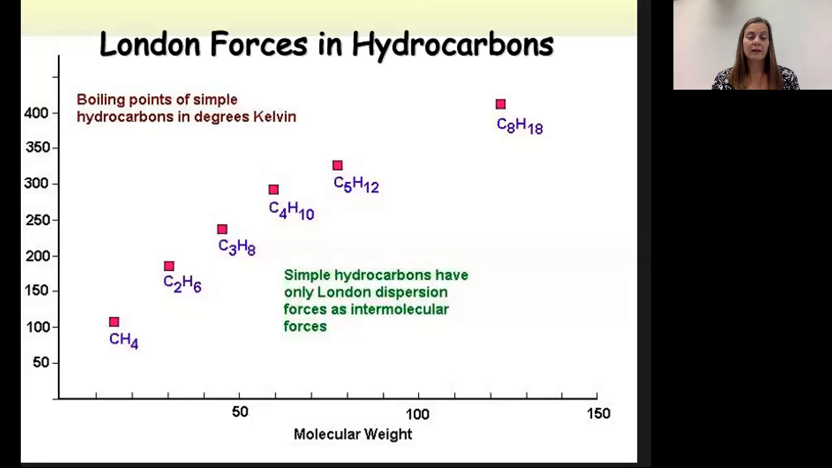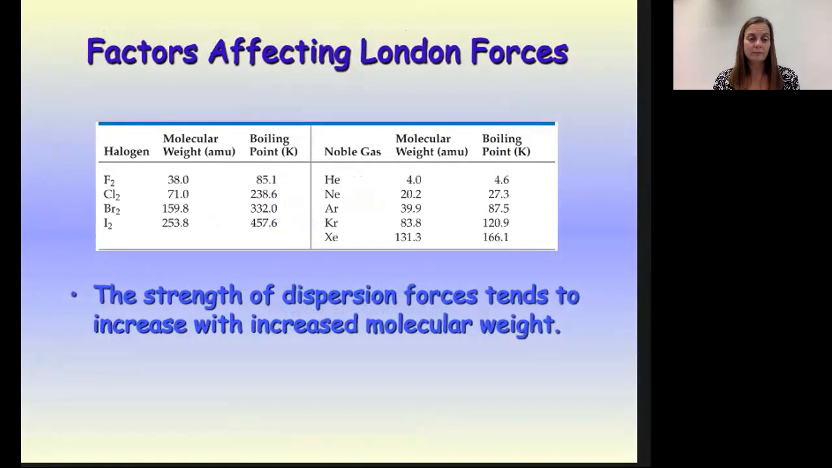If we look at London forces or London dispersion forces, the bigger the hydrocarbon gets, and therefore the more electrons that it has and the more polarizable it is, the higher the boiling point of those hydrocarbons, which are nonpolar molecules. So again, the stronger the London dispersion force, the higher the boiling point. Okay, we already talked about that.